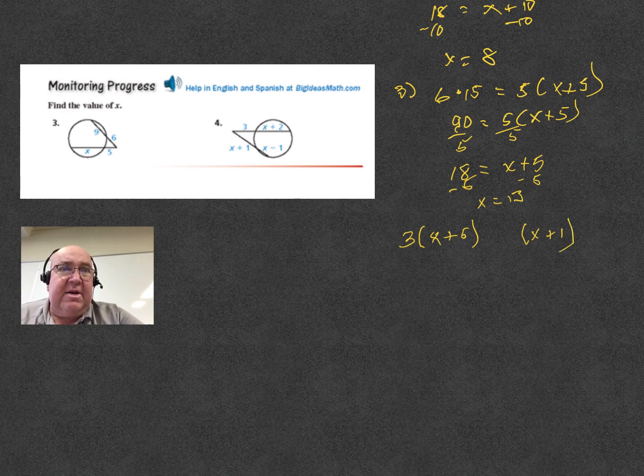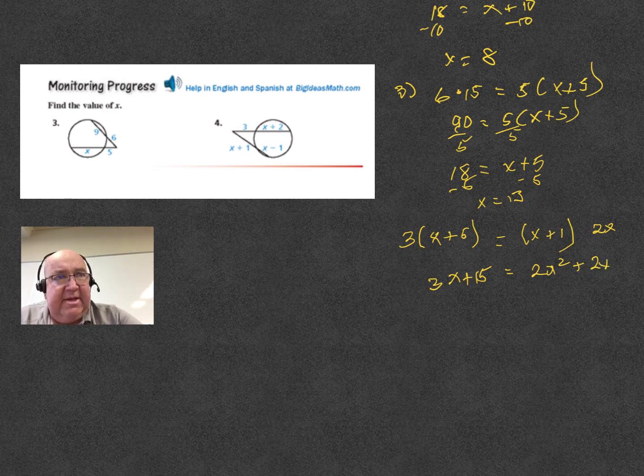And adding x plus 1 and x minus 1 together, I just get 2x. We're going to make those equal to each other. We're going to get 3x plus 15 is going to be equal to 2x squared plus 2x. We're going to bring everything over to the right side and make it equal to 0. So 0 is equal to 2x squared minus x minus 15.